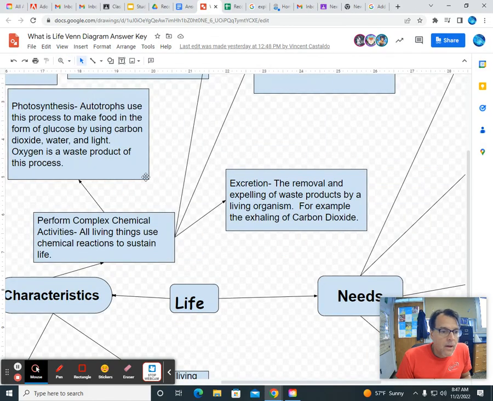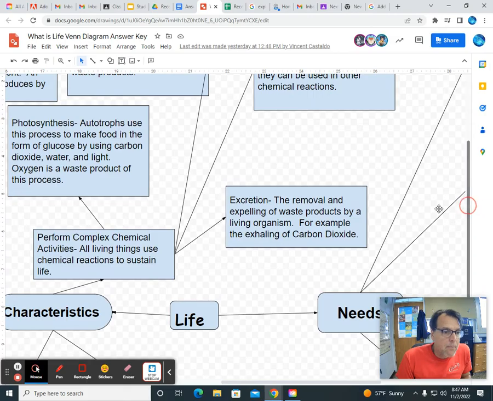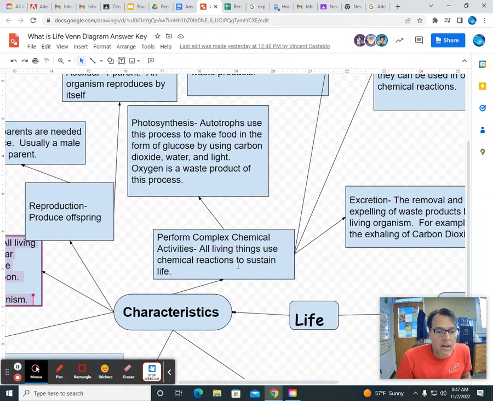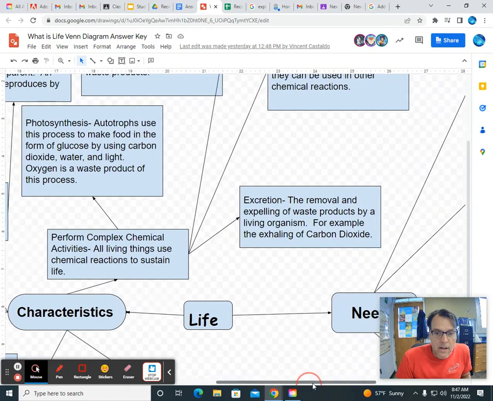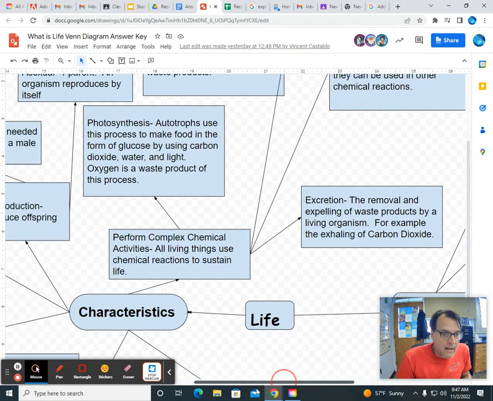So one of the characteristics of all living things is that living things perform complex chemical activities. When we talk about complex chemical activities, we're talking about things like excretion. Excretion is removal or expelling of waste. For example, expelling carbon dioxide every time you exhale, that's excretion. All living things do that.